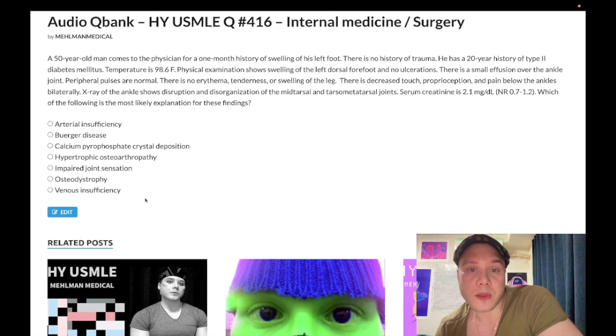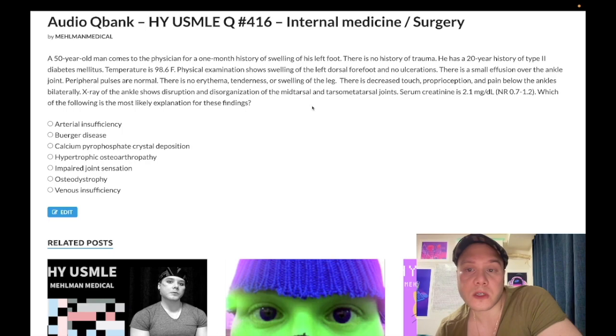50-year-old guy. He has a 1-month history of swelling of his left foot. There's no history of trauma. He has a 20-year history of type 2 diabetes mellitus. He's afebrile at 98.6 Fahrenheit. Physical exam shows swelling of the left dorsal forefoot with no ulcerations. There is a small effusion over the ankle joint. Peripheral pulses are normal. There is no erythema, tenderness, or swelling of the left leg.